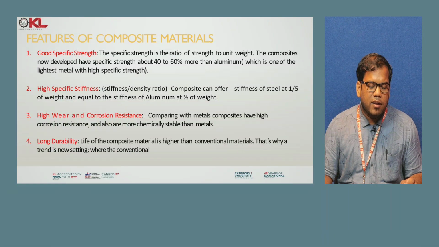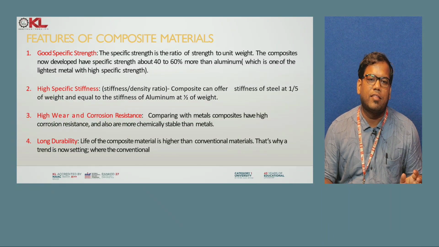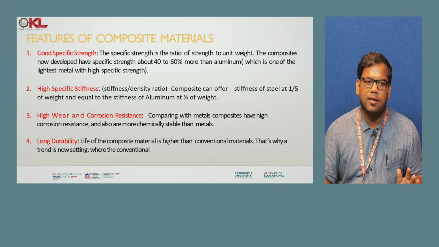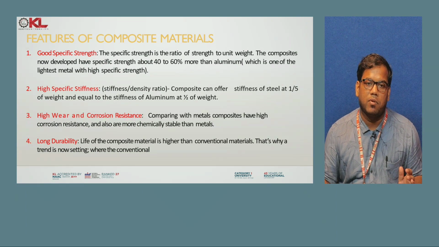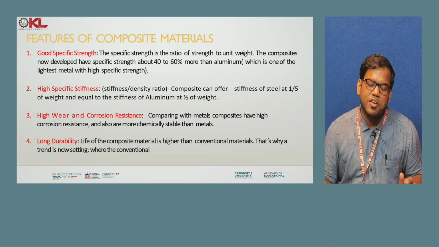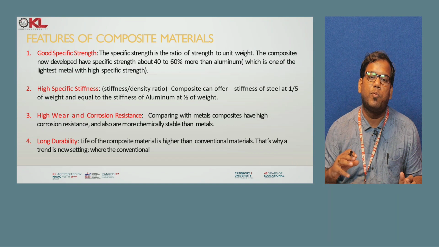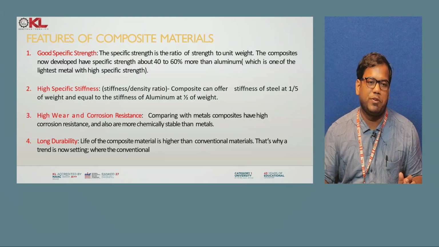So here come the features of composite materials. As I told, good specific strength. The specific strength is the ratio of strength to unit weight. The composites developed have specific strength about 40 to 60% more than aluminium. See, aluminium is the lightest metal with high specific strength. If you make a composite material taking aluminium as a matrix, it will provide at least 40 to 60% more specific strength.